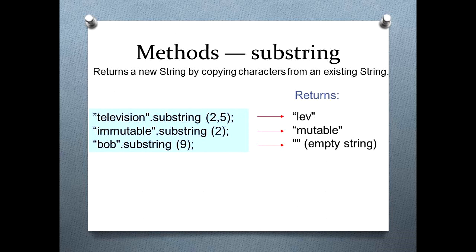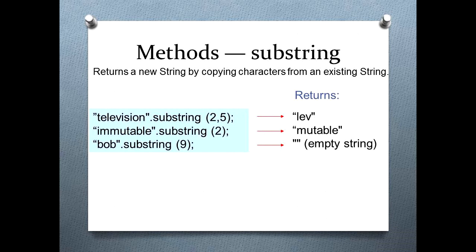So LEV. Here T will be 0th position, E will be first position, and L will be second position. So we have given a command to start from 2, that is from L, and it has to end at the 5th position. The 5th position will be V. So here, by using television, I am breaking the string into a substring from 2, 5. I mean to say from the second position to the 5th position. So the answer will be LEV.